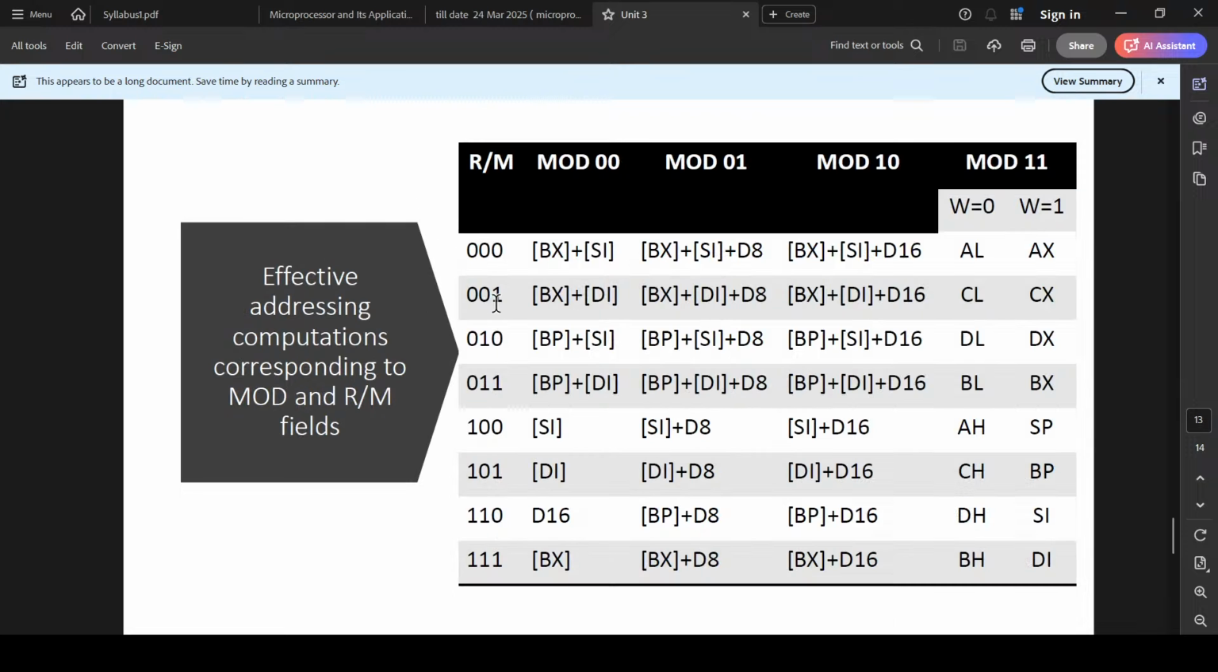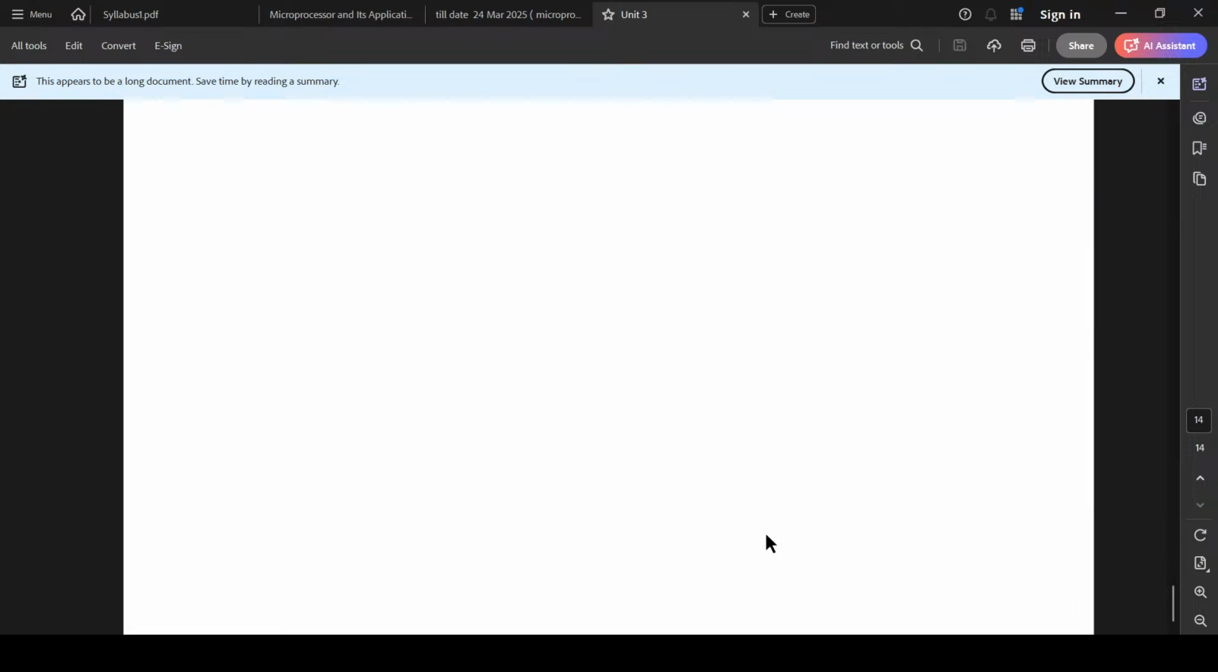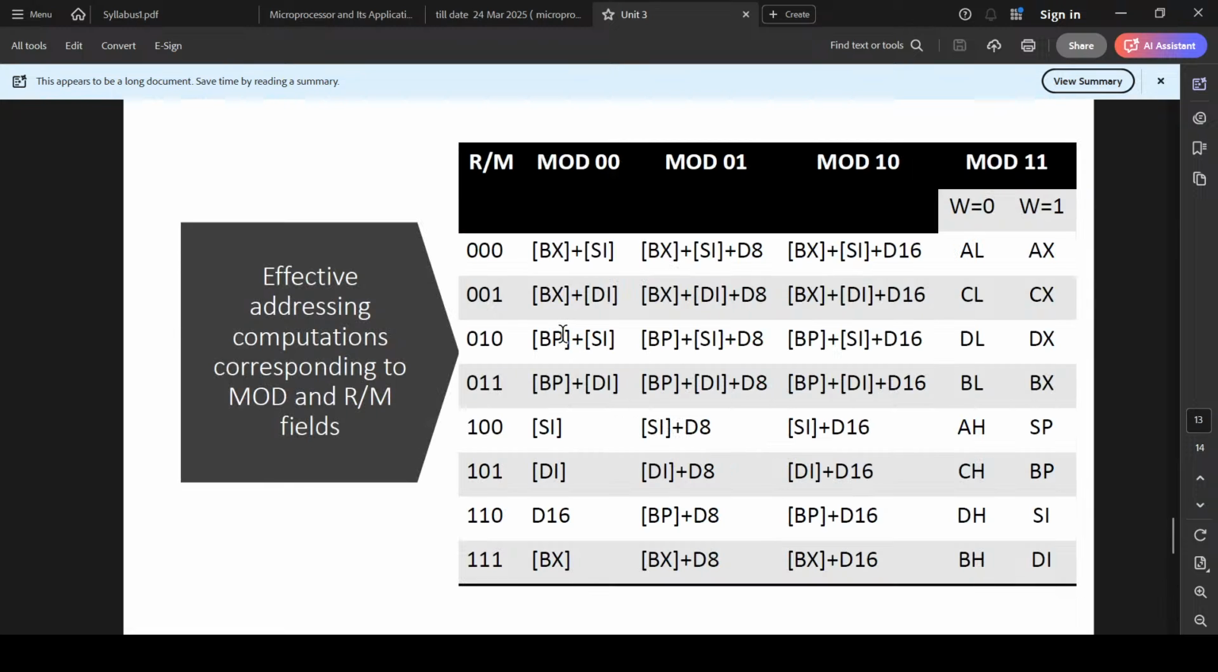Next is this one. How can a student remember this? The last page is empty. 0, 1, 2, 3, 4, 5, 6, 7, 8. Mode 0, 0. SI, DI, BX, BP, SI, DI. This is instead.